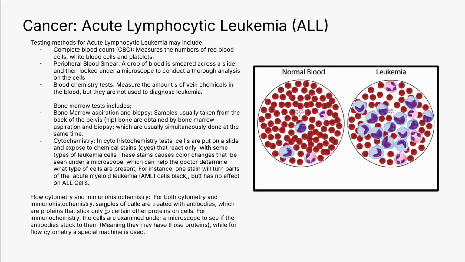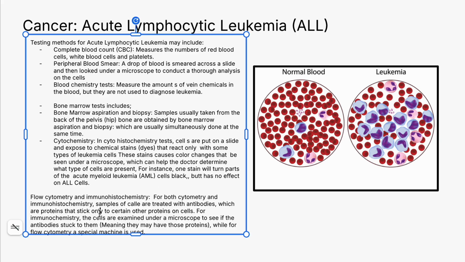We also have cytochemistry. In cytochemistry tests, cells are put on a slide and exposed to chemical stains or dyes that react only with certain cells of leukemia, and these stains cause color changes that can be seen under a microscope, which can help the doctor determine what type of cells are present. For instance, one stain will turn parts of the acute myeloid leukemia, AML, cells black, but it has no effect on ALL cells. We also have flow cytometry and immunohistochemistry.